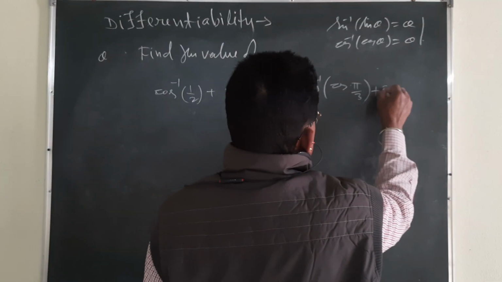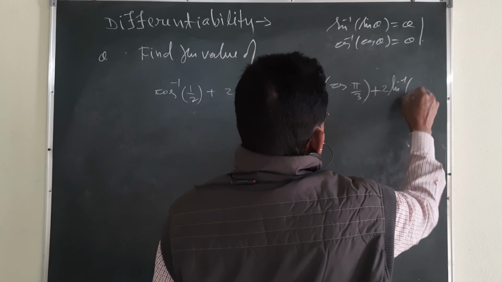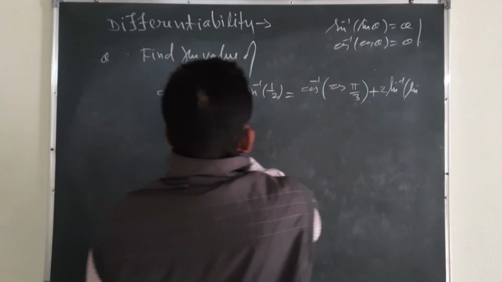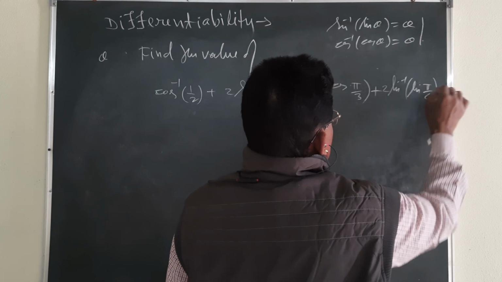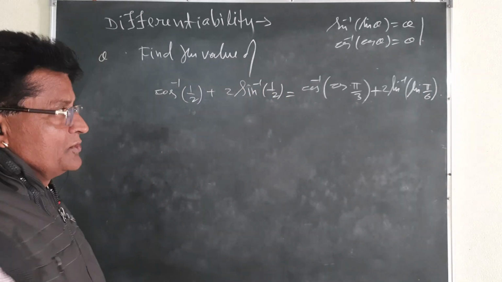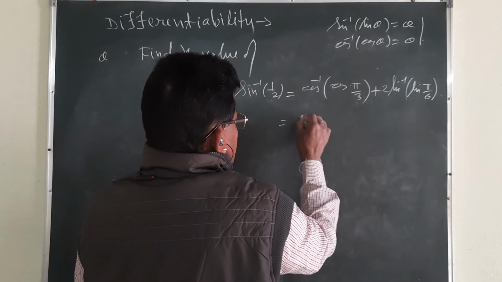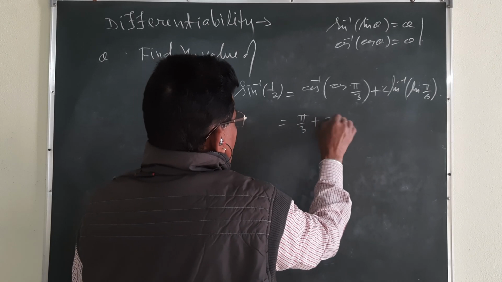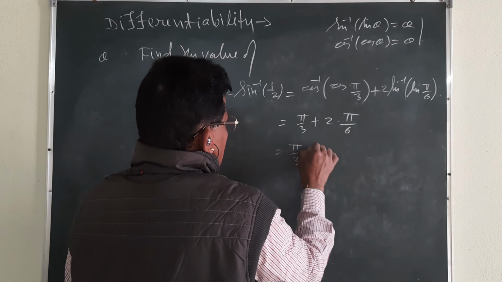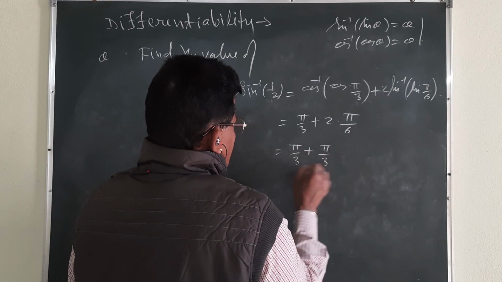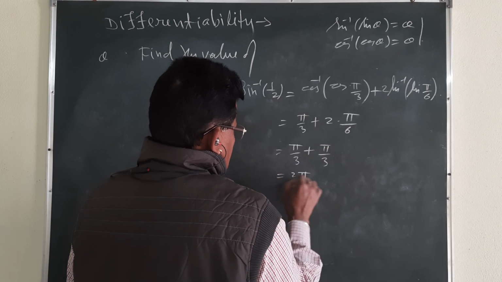Similarly, you write this thing also to sin inverse sin 30 degree. 30 degree means pi by 6. Apply that case: pi by 3 plus twice pi by 6. Okay, pi by 3 plus pi by 3. You take the LCM, that will be 2 pi by 3.